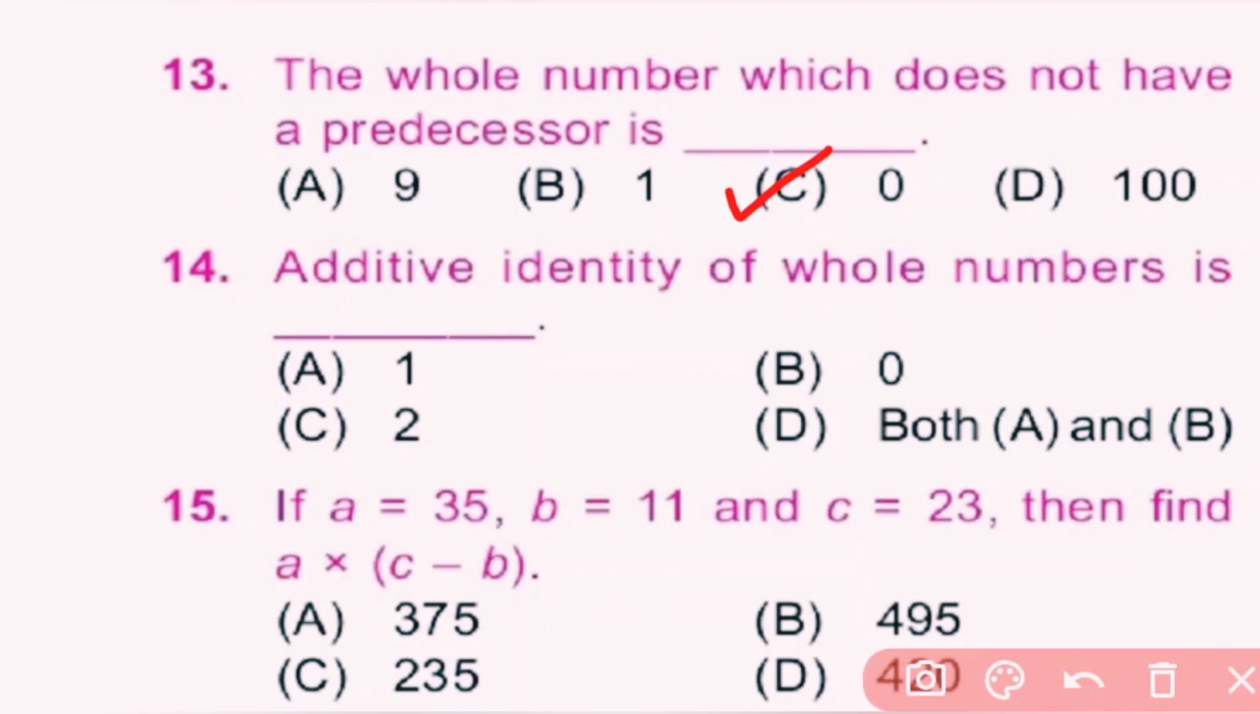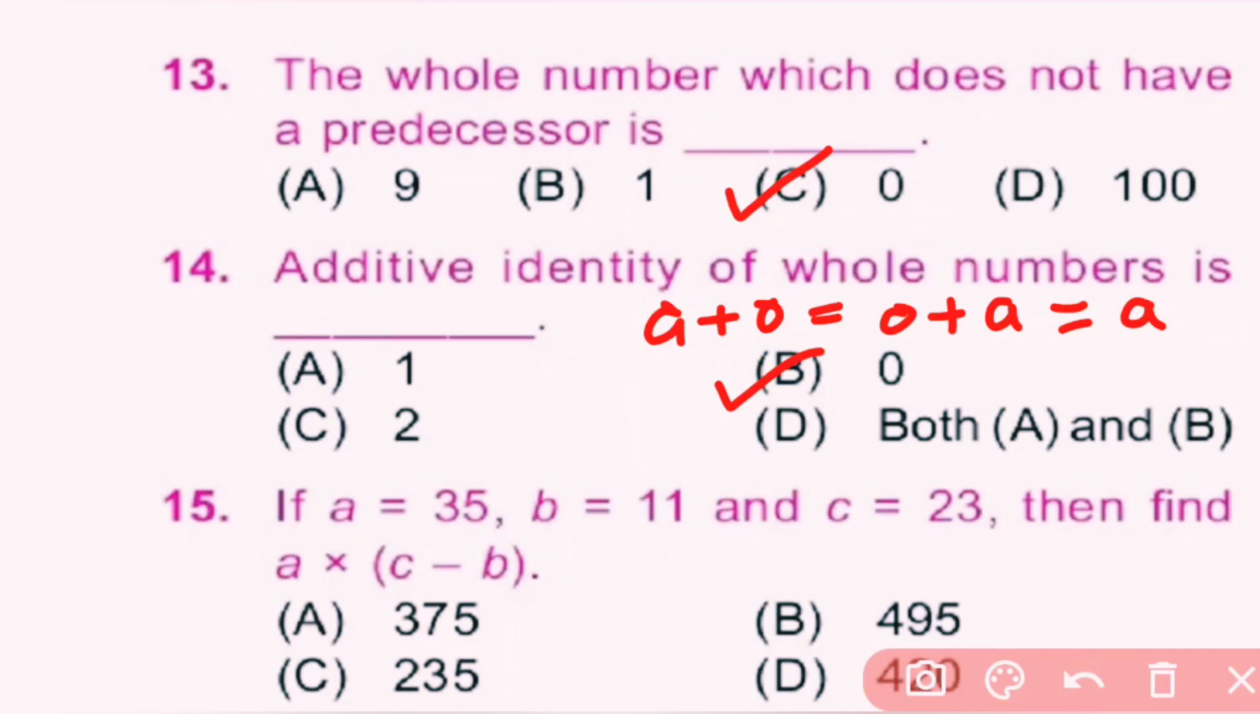Question number 14. Additive identity of whole numbers is... The law of existence of additive identity is a plus 0 is equal to 0 plus a is equal to a. 0 is called the additive identity for whole numbers. So B is the right answer.